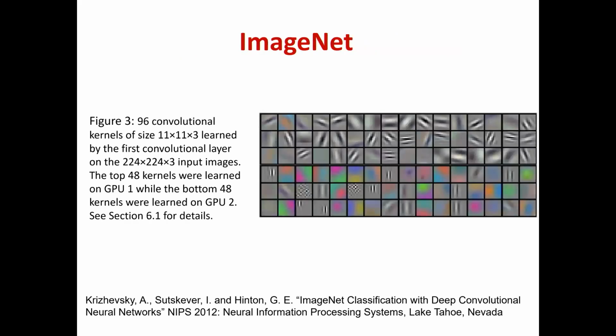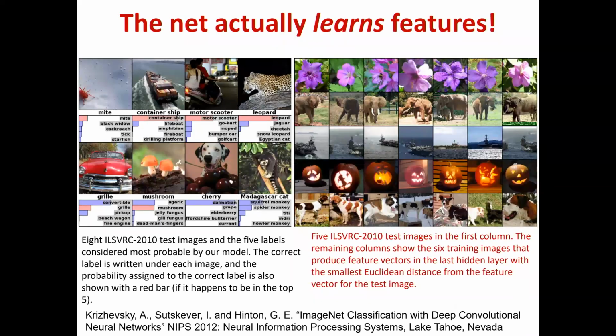And they also found this very interesting thing. Again, they find that the features it learns at the lowest level look like what Hubel and Wiesel said they would look like. And they found something more interesting. If you look at the final features that the network learns just before the classification layer, it ends up being very representative of the class. You could actually use it to perform retrieval.